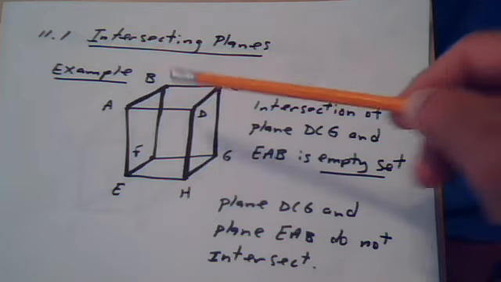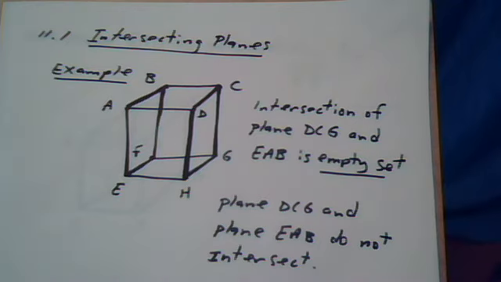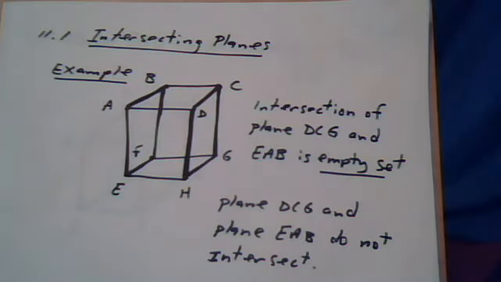EAB. Now that you have identified the two planes, ask yourself, where do they intersect? Where do they touch? Where do they cross each other? Well, they don't. So we say it's the empty set. Saying empty set means there's no answer for that question, or that group of answers does not exist. In other words, there are no intersections between these two planes.